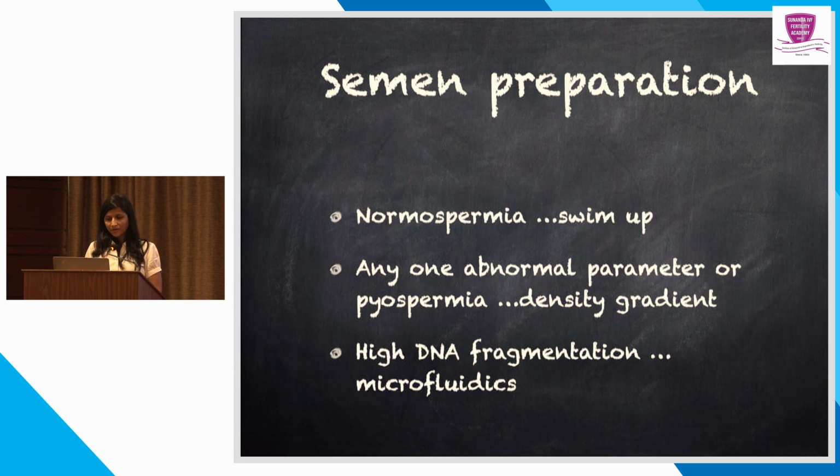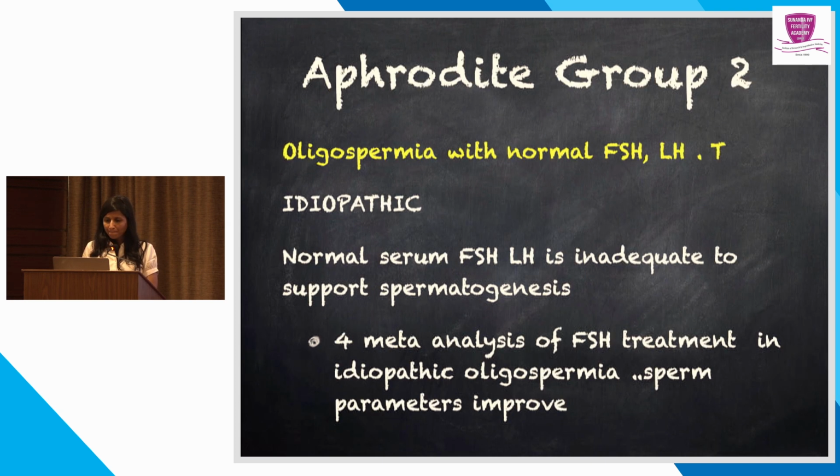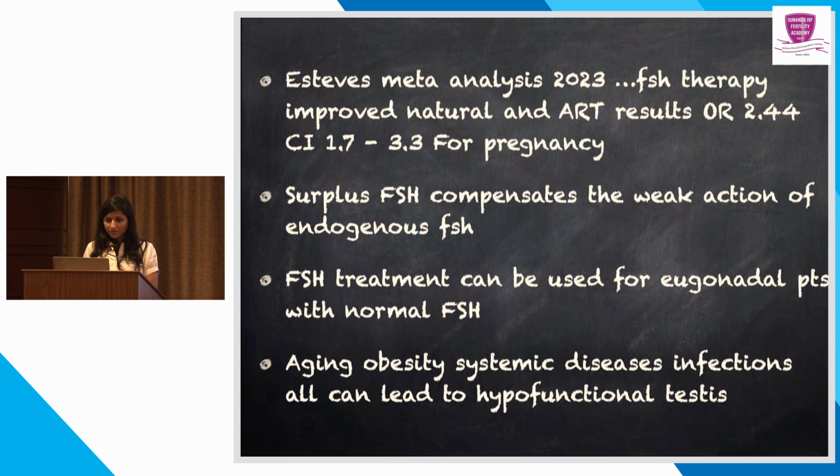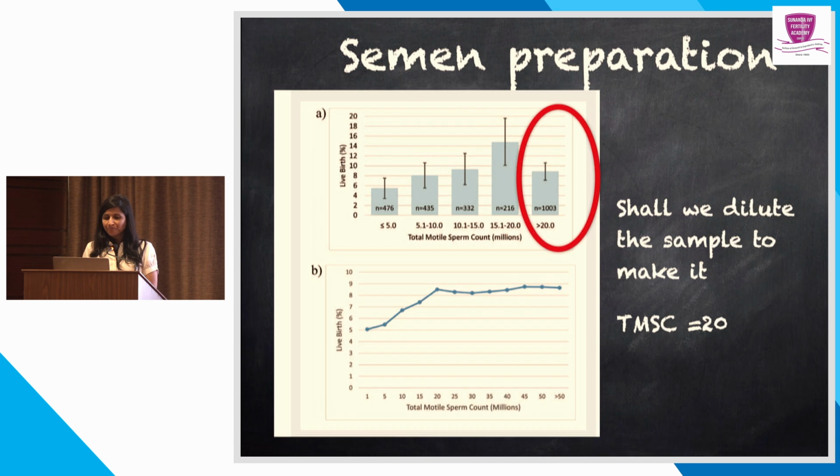Semen preparation, we know that swim up and density gradient, but nowadays mostly we do density gradient only. If the patient is having normospermia, you can go for the swim up technique. If the patient is having high DNA fragmentation, then the microfluidic technique can be preferred. This Aphrodite group sir is going to take in his lecture.